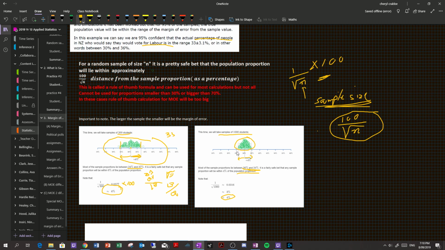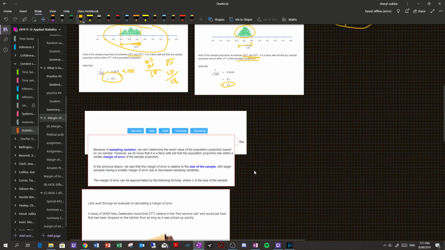And so sample size has a great deal to do with our accuracy and how wide a margin of error we're going to get. We don't want to have too big a margin of error. At 300, we had a margin of error that was 6%. At 1,000 students, a sample size of 1,000, we get a margin of error that's about 4%, which is quite a bit less. And that's because we get less variability. All right?